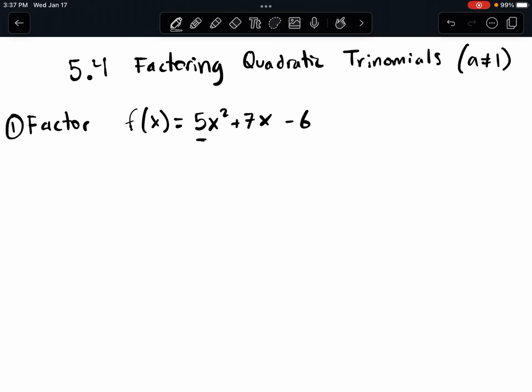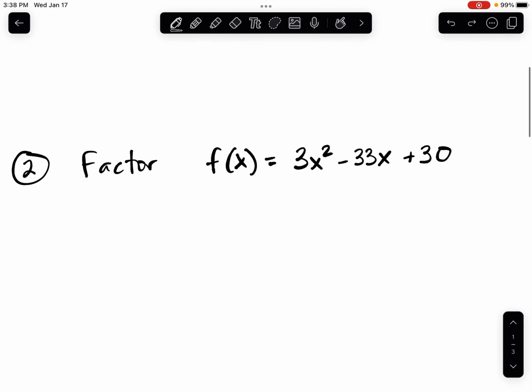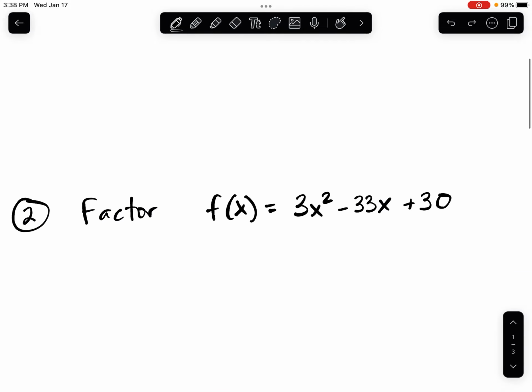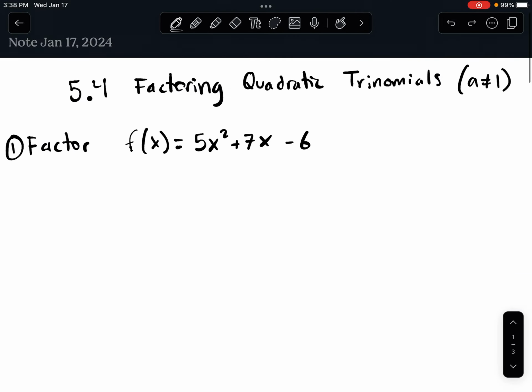So for example, in the first one, a is 5, right? 5 is not equal to 1. In the second problem, we have a 3. And in the third problem, we have a -2. So in all of these, we should notice that a does not equal 1.